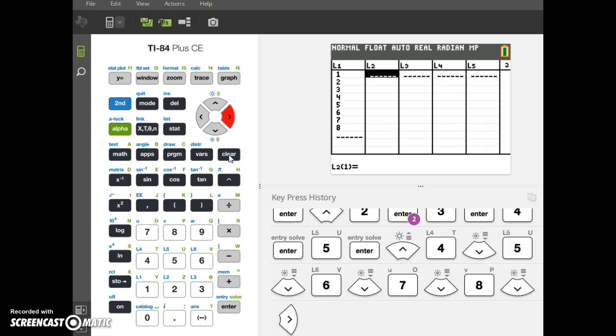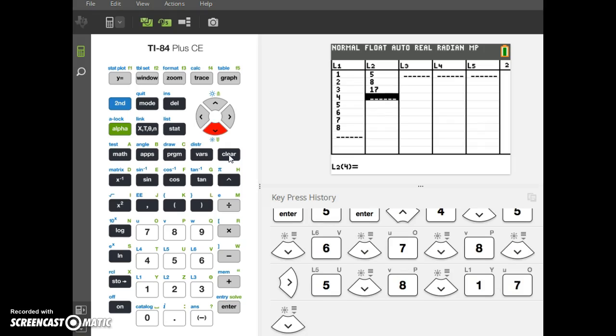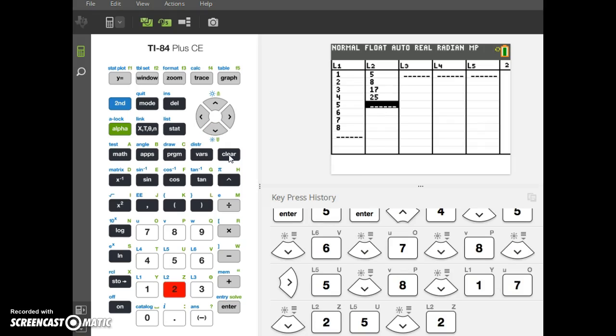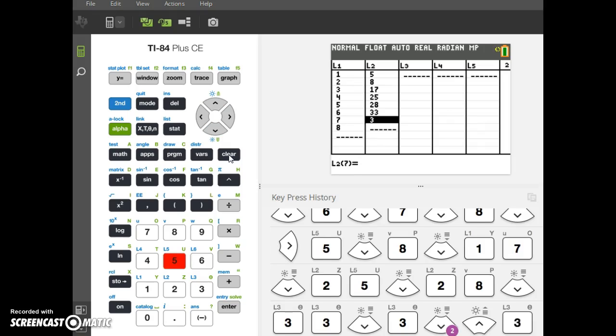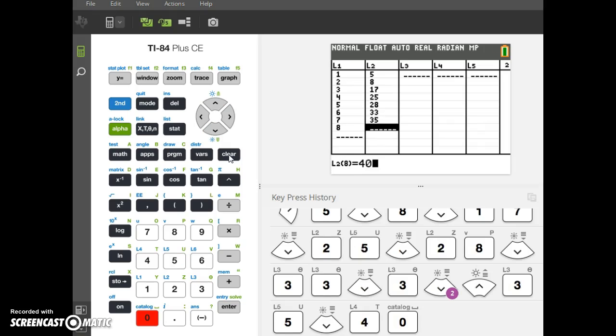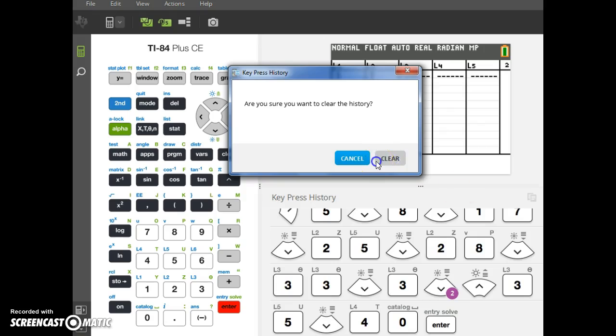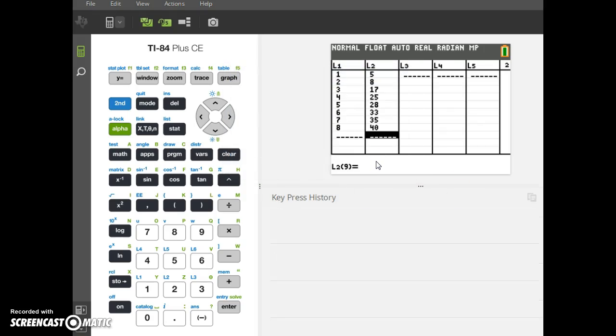And then to list 2, I'm going to type in the output. 5, 8, 17, 5, 28, 33, 35, and 35, and 40. All right, now that I have all that information in there, I'm going to clear out my keystroke history here. I want to see what the graph actually looks like.